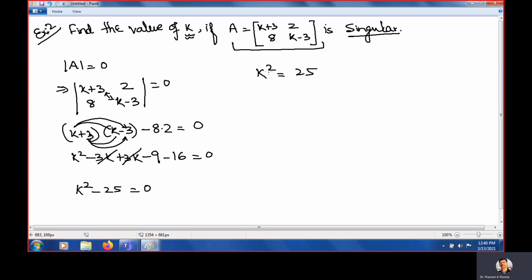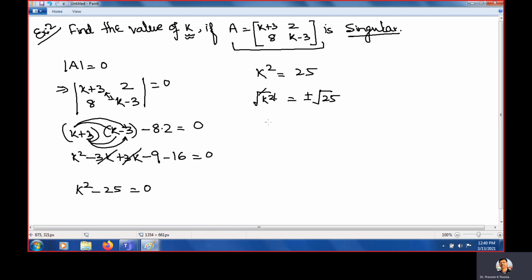Clear? Now you need to find the value of k. k power 2 is equal to 25, means find the value of k. So how are you going to do it? You need to take the square root of both sides. And please remember, whenever we take a square root, it is plus minus. If it is k power 3, then there is no plus minus. But if it is k power 2, always plus minus.